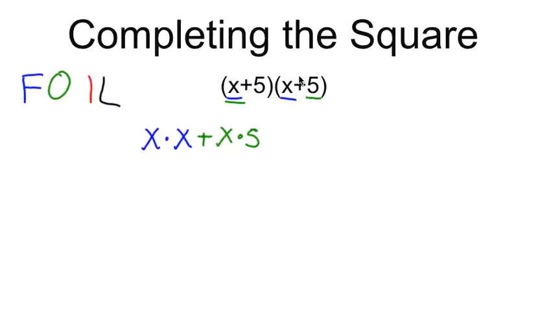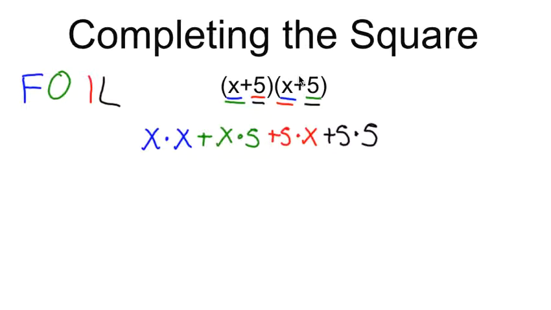Then we look at inside, so that's this 5 times this x. So I have plus 5 times x. And then we're looking at last times last, so this is that positive 5 times that positive 5. So this would be plus 5 times 5. I'm going to collapse this together, and then we'll see if we can see a bit of a pattern.